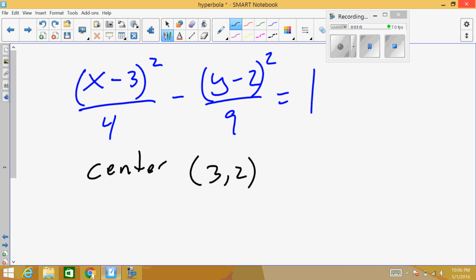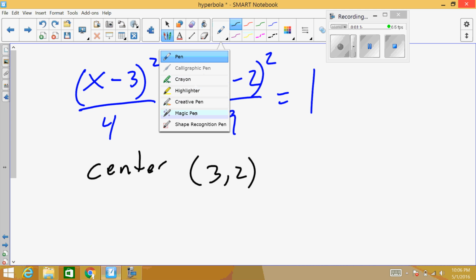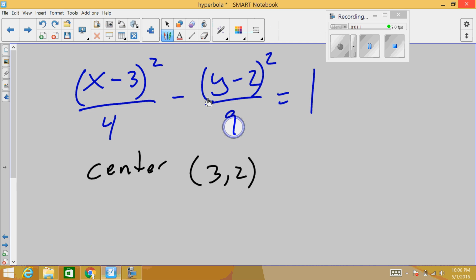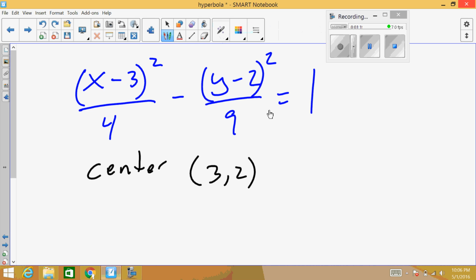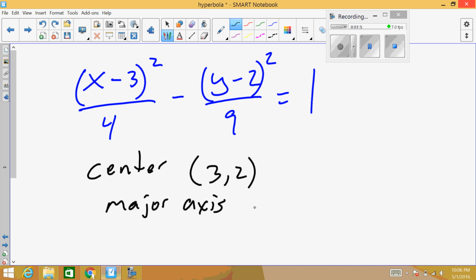Now, a little bit different situation here than with ellipses. An ellipse, its major axis is determined by whichever one of these numbers underneath of our x and y, the 4 or the 9, whichever one of those is bigger. Not the case with a hyperbola. Instead, whichever one is positive becomes our major axis. So I'm going to say our major axis is, well, the square root of 4, so it's going to be 2. It's going to be 2 units long. And I'm sorry, I should put a note here that it's horizontal.